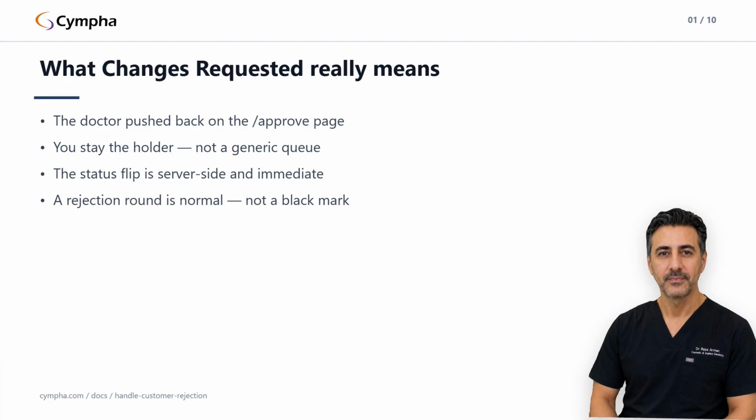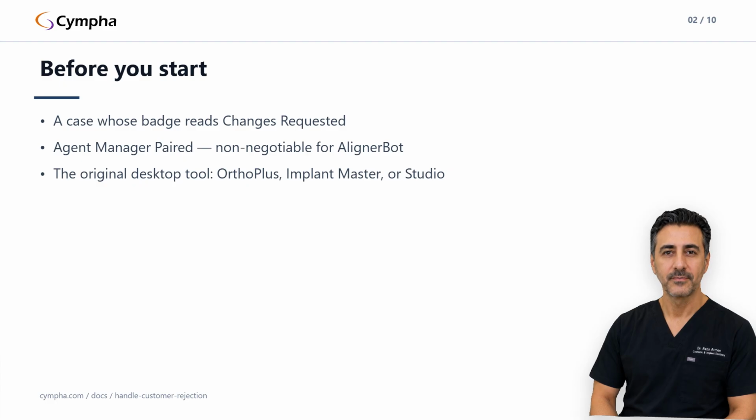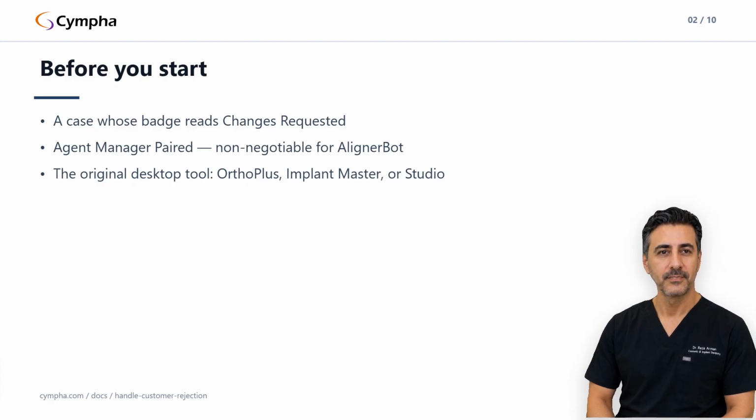3 prerequisites. A case you previously sent for approval, now showing the rose changes requested badge. The Save and Request Approval lecture covers how it got there. The Cympha Agent Manager running in paired, and for AlignerBot cases this one is non-negotiable, because the doctor's revision file has to land in your workspace folder before OrthoPlus can consume it. No agent, no revision on disk.